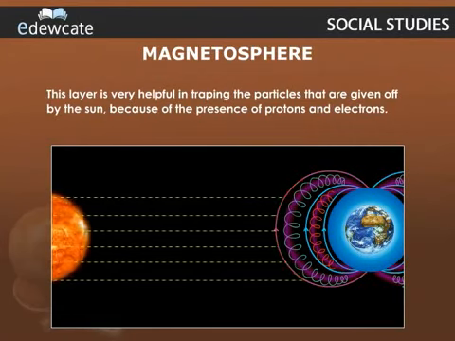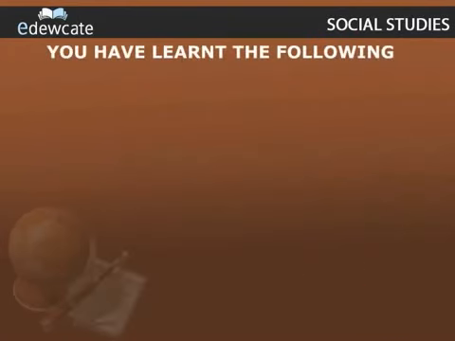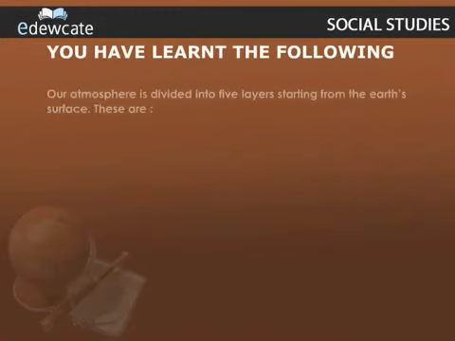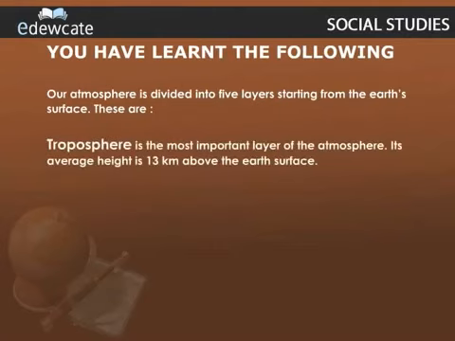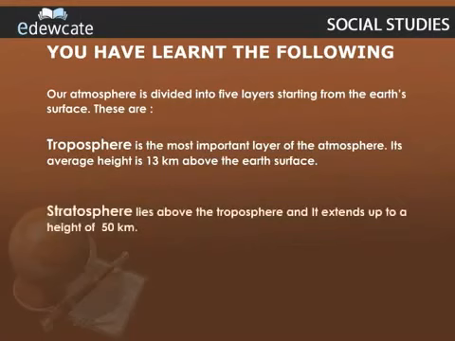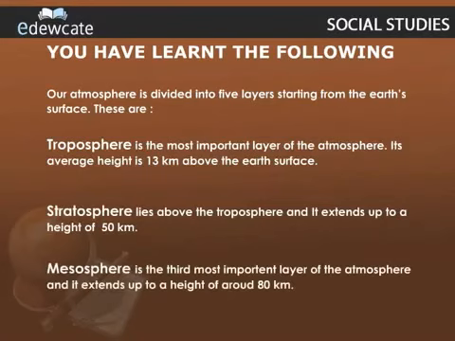In this video, you have learnt our atmosphere is divided into 5 layers starting from the Earth's surface. These are: the troposphere is the most important layer of the Earth, with an average height of about 13 kilometers above the Earth's surface. The stratosphere lies above the troposphere and it extends up to a height of 50 kilometers. The mesosphere is the third most important layer of the atmosphere and it extends up to a height of around 80 kilometers.